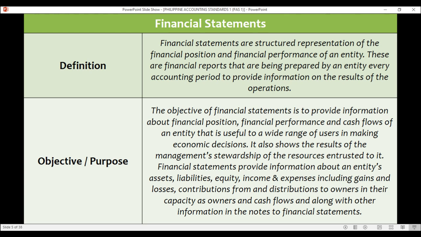Okay? Objective and purpose. The objective of financial statements is to provide information about financial position, financial performance, and cash flow of an entity. Okay? Meaning, it sets out information. It provides information about the assets, liabilities, equity, income and expenses, including gains and losses, contribution from and distribution to owners in their capacity as owners, and cash flows of an entity. Okay? So lahat po ng elements na applicable. Lahat po ng elements of financial statement ginagawan po ng information. Lahat po ng transactions, changes, nilalagay po dyan sa financial statement. Okay? Yan po ang objective ng financial statement.